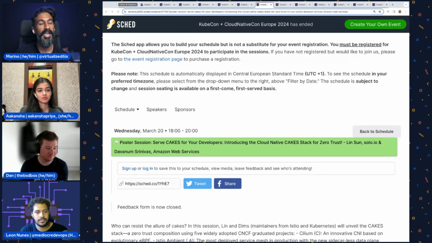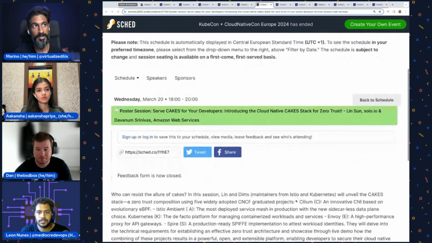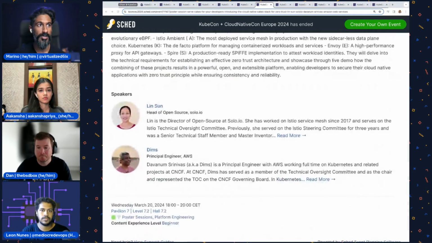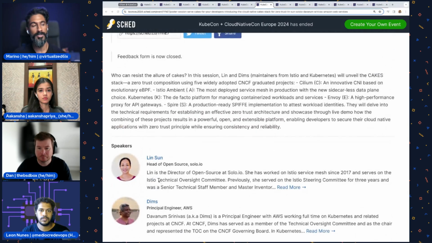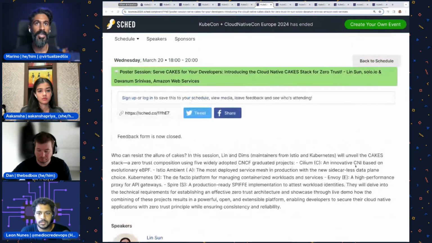Exactly. I like this other session, by the way. It's actually not a session, it was a poster session, and this was new for KubeCon EU. I don't know what the poster looks like; I hope they upload a visual of it. But it was from two well-renowned, talented engineers, Lin Sun and Dims. They've had a hand in a lot of stuff in the CNCF, especially in the space of Istio and Kubernetes. And they came up with an acronym.